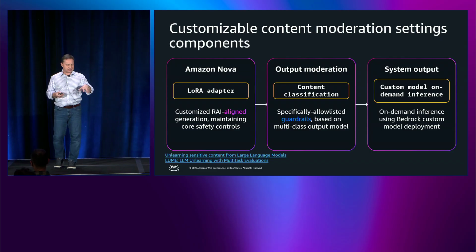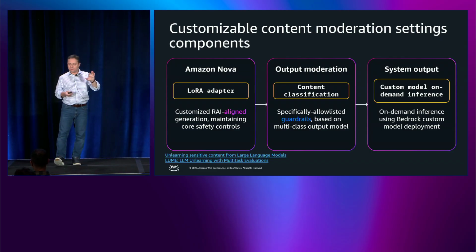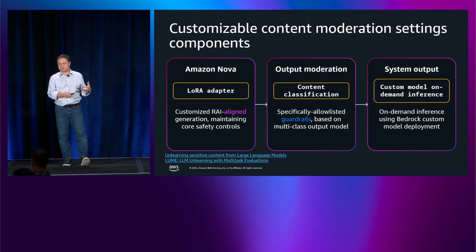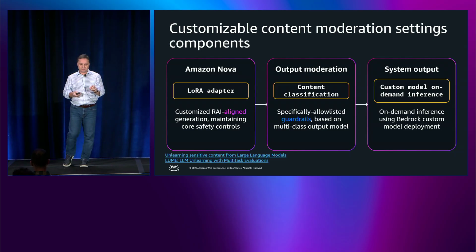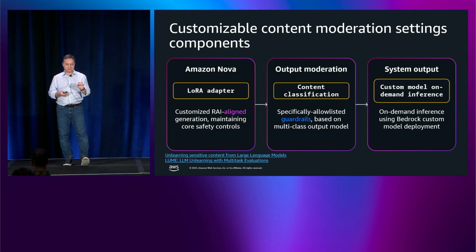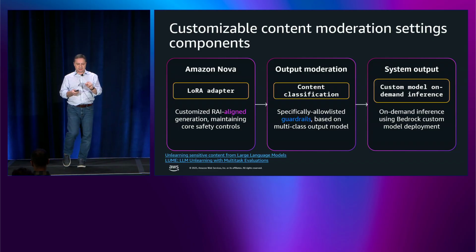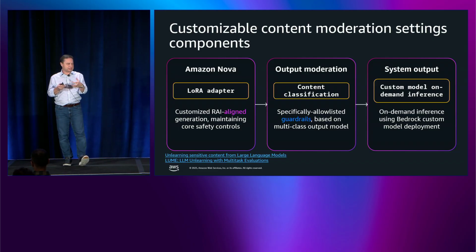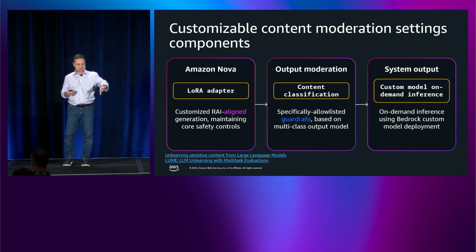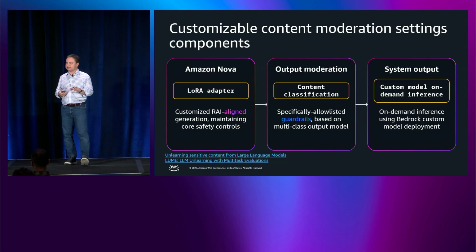Just take one of them at a time. So for the core model, we do train using SFT, supervised fine-tuning, exactly what Veda spoke about earlier. We use a LoRA adapter. The way the LoRA adapter works is that it unlearns specific RAI dimensions while maintaining core safety. There's a couple of references at the bottom left. These are some really nice science research that we published around how to do that.